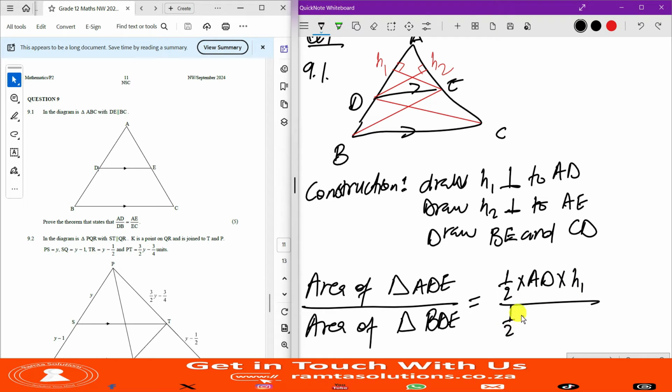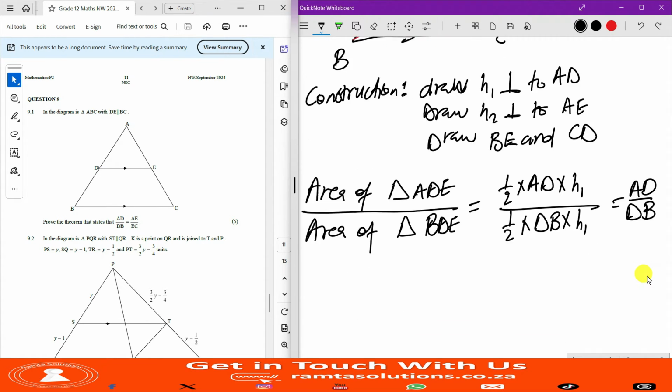Again, for BDE, these two triangles, ADE and BDE, share a vertex, so they have the same height, H1. So therefore the base here will be DB, and the area will be half times DB times H sub 1. As you can see, the halves are cancelling, and so are the H1s. So we get AD over DB.